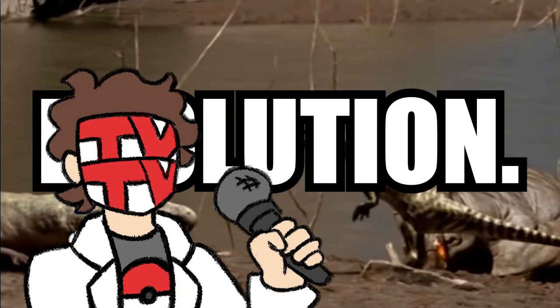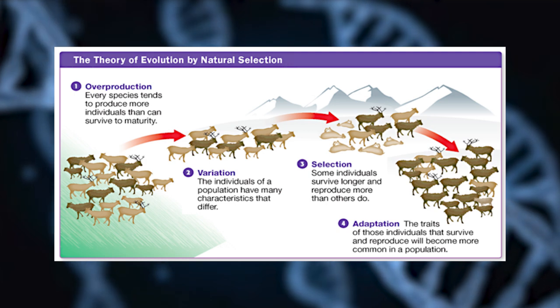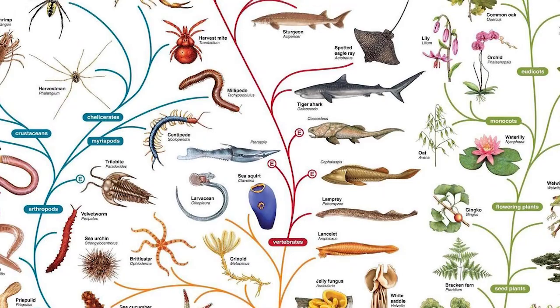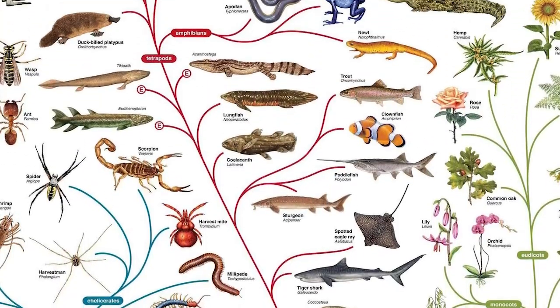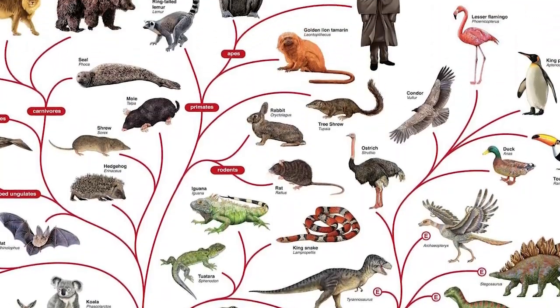Evolution. It's pretty cool. You've probably already heard of it. The change in heritable genetic characteristics over many generations within a population of living things. It's been going on for quite a while, and it's basically the only scientific explanation we have for the insane amount of biodiversity that we see in our incredible world.